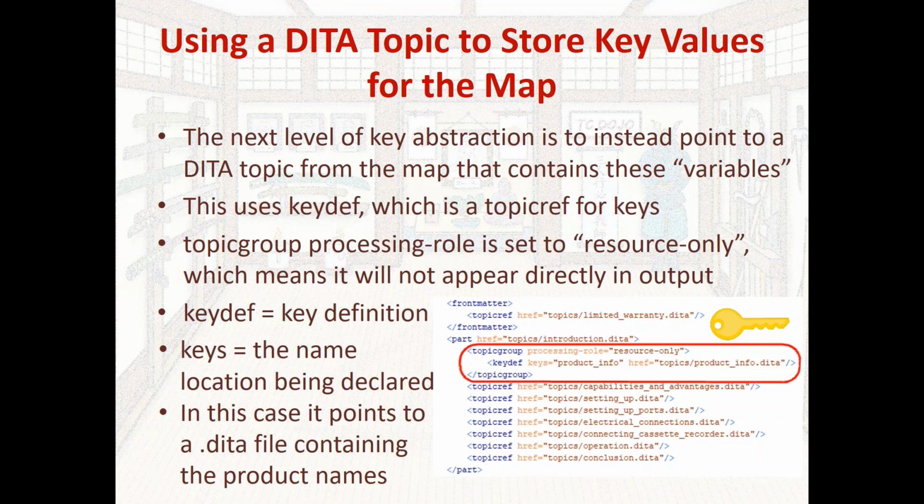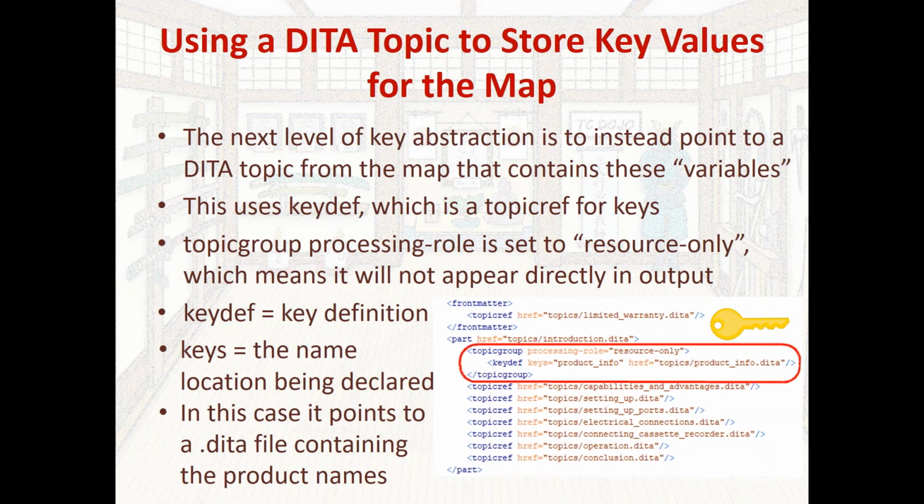By the way, I should point out that resource only is the default. If you have topic group and then link to a keydef without it, it should not by default include the information because resource only is the default. The opposite value for this is normal, which would bring in and make the content visible. So, don't do that.